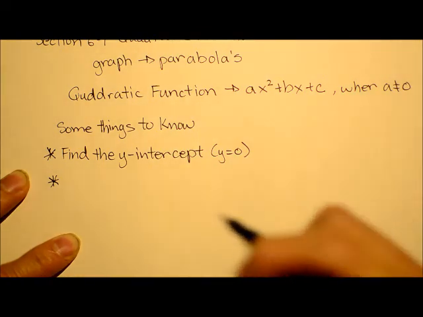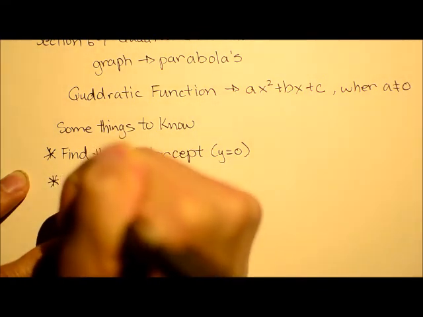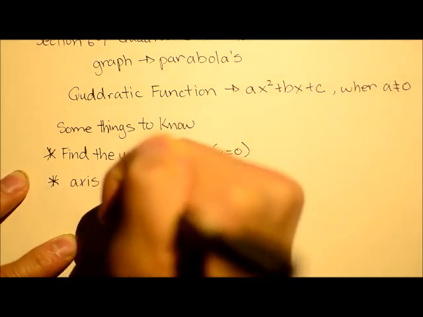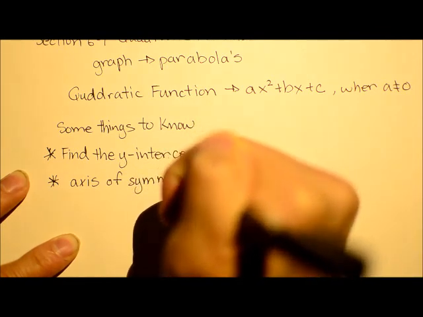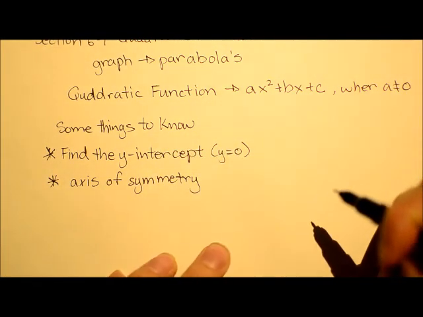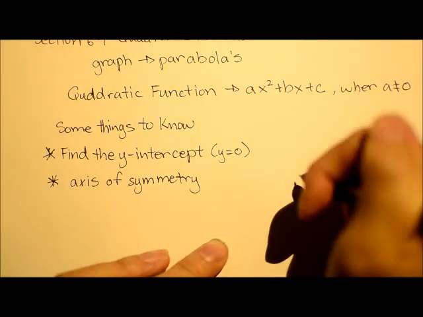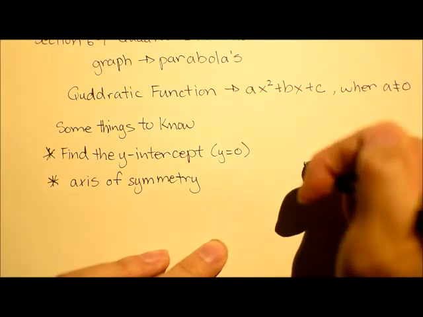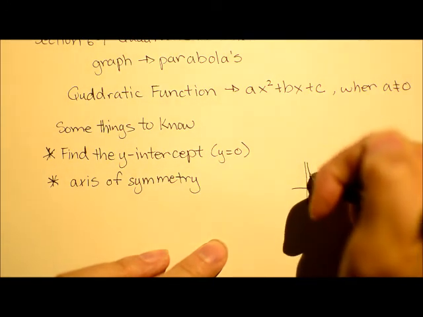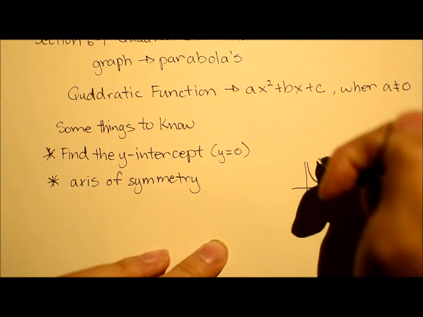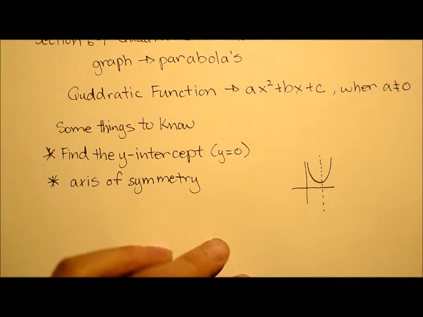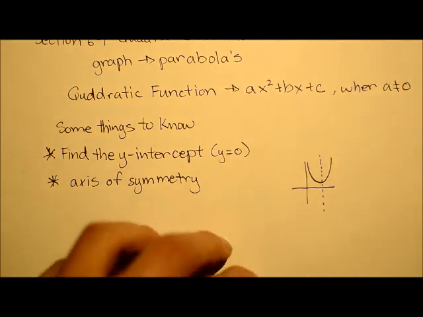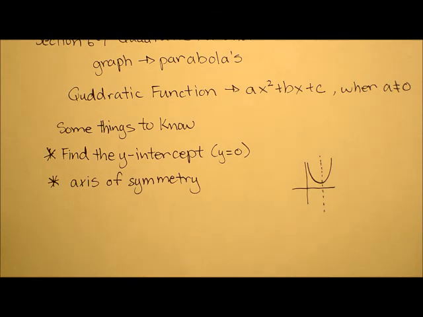is the axis of symmetry. Now the axis of symmetry, because this is a parabola, will have a point where it mirrors the graph on both sides. Let's take, for example, we have a graph. This is our parabola. There will always be like this imaginary line where if you fold it in half, you will get the exact same graph lined up on top of each other. Now that's our axis of symmetry.